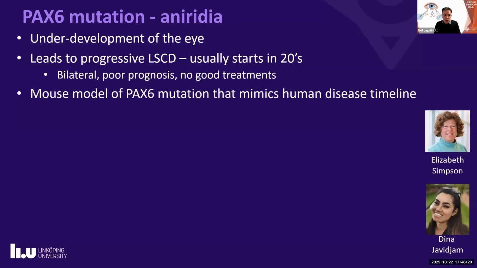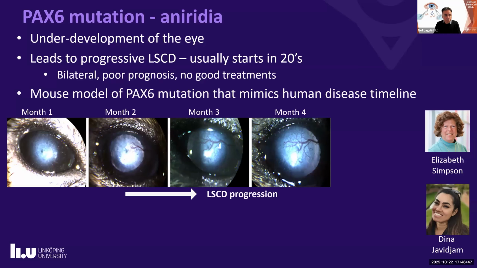So we're using a model of PAX6 mutation in mice that mimics this human disease timeline for aniridia. And this was first developed by Elizabeth Simpson in Vancouver, and it's then worked on by our PhD student, Dina Javitjan in Sweden. And this is a picture of the model, the eye over time. So you can see over several months that the eye becomes more and more opaque and the blood vessels start to grow further and further into the eye. So this is progression of the disease.